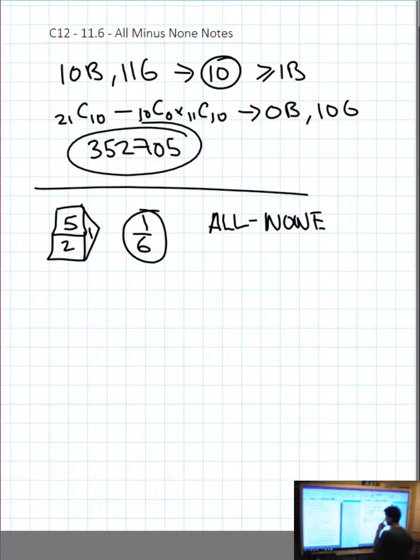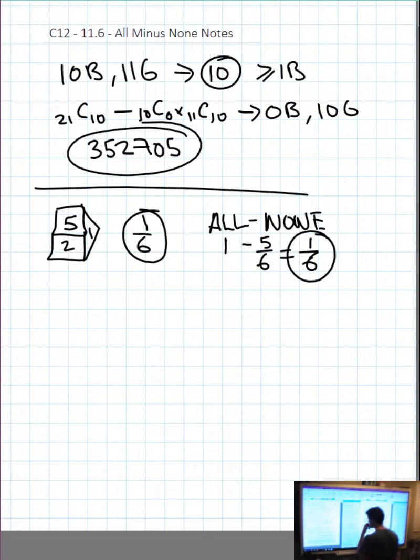The total number of ways we can get anything is 100% or 1, minus none, no 5s. And that would be a 1, a 2, a 3, a 4, or a 6, which is 5 out of 6, which is also just equal to 1/6. So different ways we can look at all minus none.